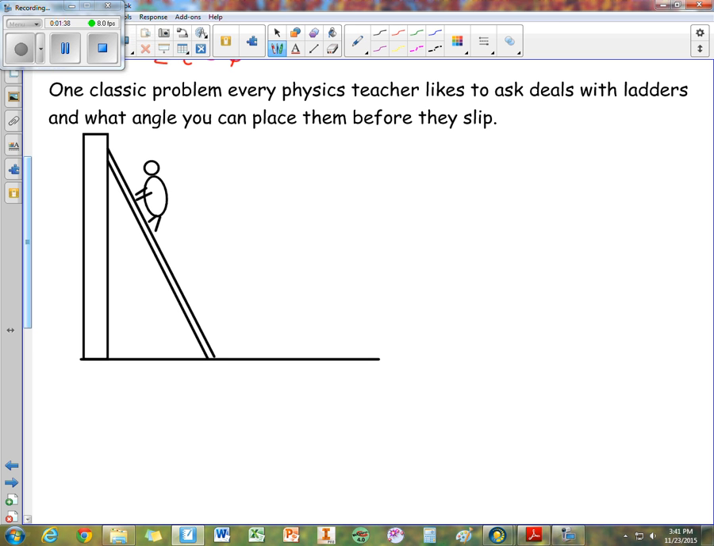This is a classic problem that every physics teacher from high school to college loves to ask. And it's very practical too. What's the minimum angle that you can put a ladder up before it slips? I'm sure some of us have done this before. You've climbed a ladder just to have it slip out from underneath of you and you get hurt. So we want to do something about that. We want to calculate what is the minimum angle before this slips.